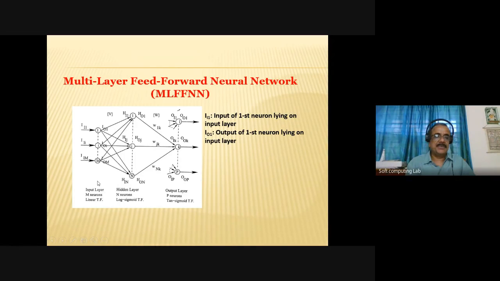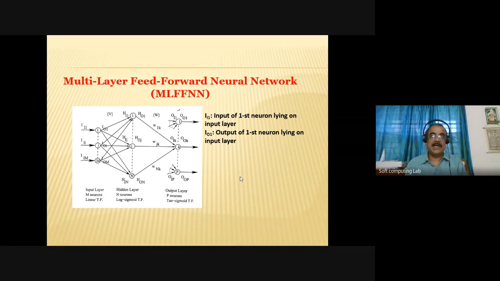We take the help of three layers, say input layer, hidden layer, and output layer. There are capital M inputs on the input layer. There are capital N neurons on the hidden layer and capital P neurons on the output layer. Each particular neuron will be indicated by a circle. Inside the circle, in fact, we have got the summing junction and we have got the transfer function.